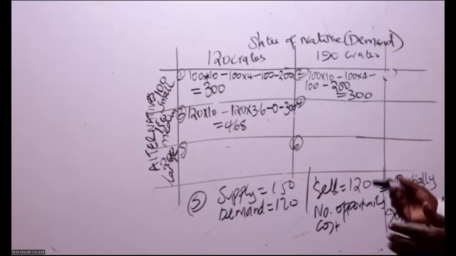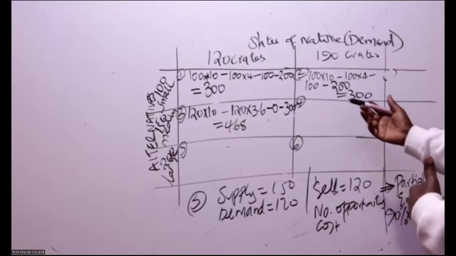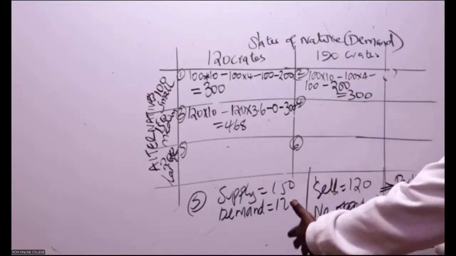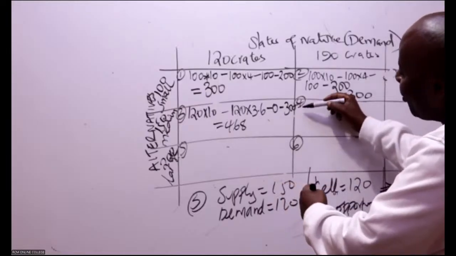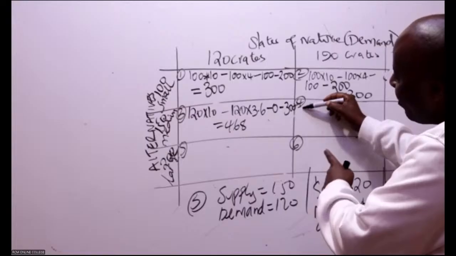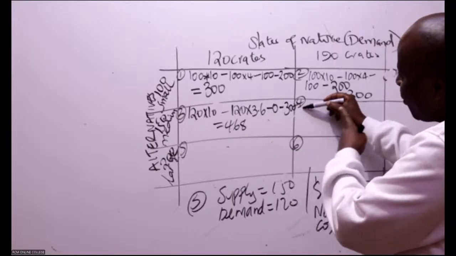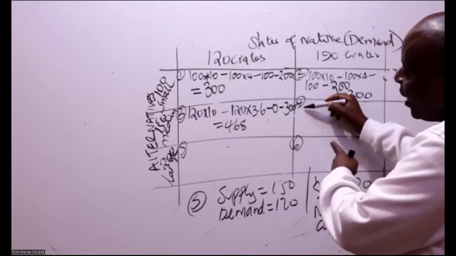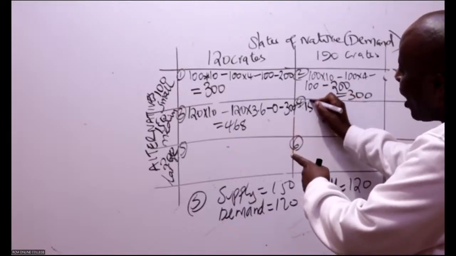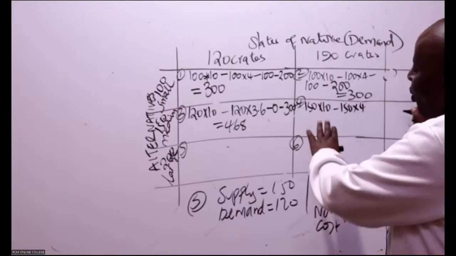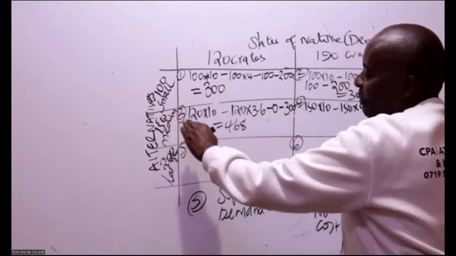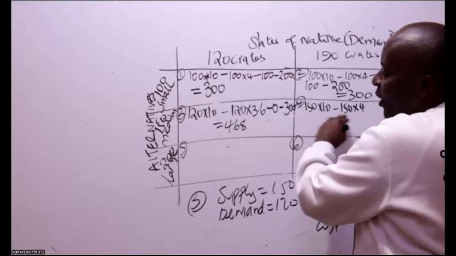So they now finish all the others. I can now do this without a lot of write-ups here. So like, for example, when I go to number 4, as a bright student, I'm able to place my pen here and I'm able to see 150 versus 190. So I will sell 150. So 150 times 10 minus 150 times 4, because this van is at full capacity.